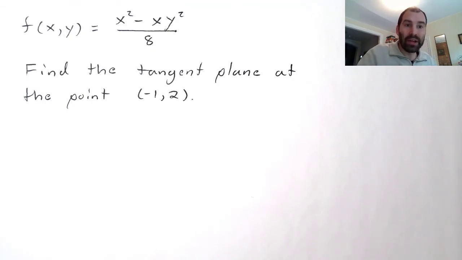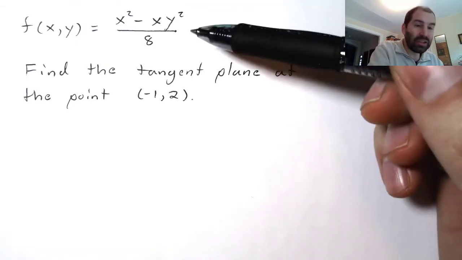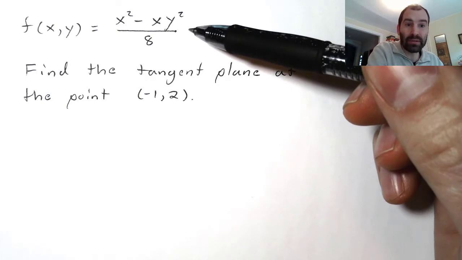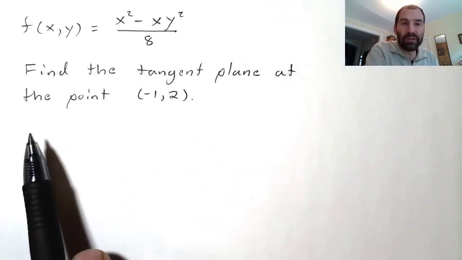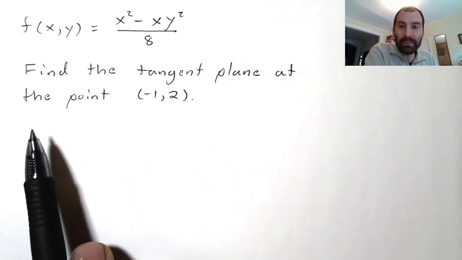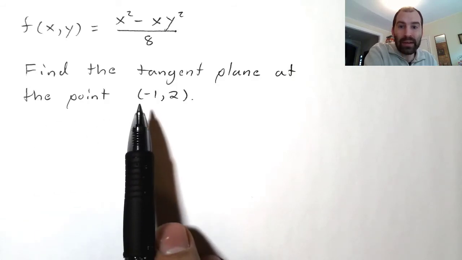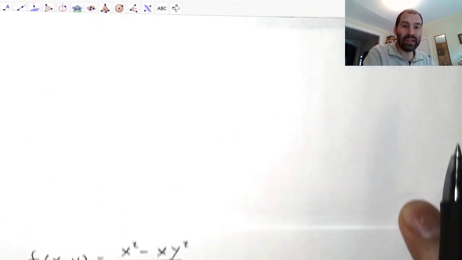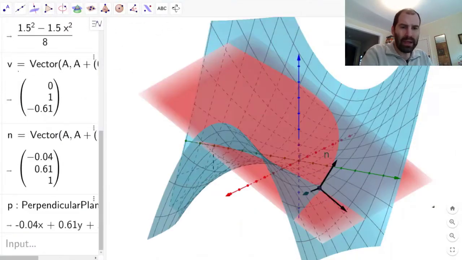Okay, so let's work through an example. And this is actually the same function that we were just looking at the graph of. All right, so what we're going to do here is we're going to find the tangent plane at the point -1, 2.